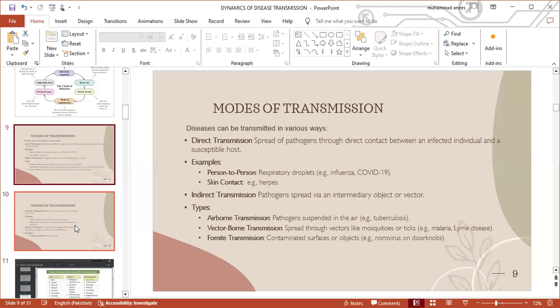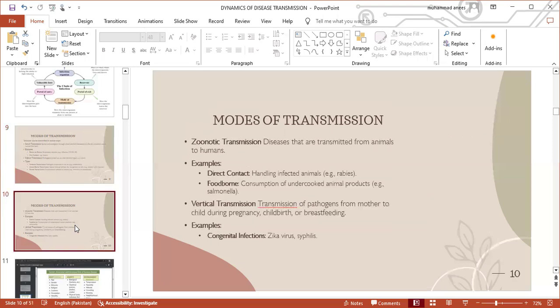Second type is indirect transmission, in which pathogens spread via an intermediary object or vector. Some of the types are airborne transmission. Pathogens are suspended in the air and then they enter into the susceptible host, for example, tuberculosis. The vector-borne transmission spreads through vectors like mosquitoes or ticks, for example, malaria and Lyme disease. For fomite transmission, contaminated surfaces or objects are responsible for spreading this pathogen to a vulnerable host, for example, norovirus on doorknobs.